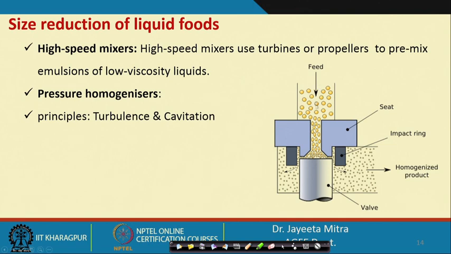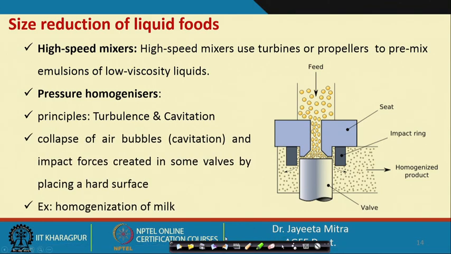The feed is coming from one side, and there is a valve, and the homogenized product is coming from the inner gap between these two. These two are called the impact ring, and there is a valve sheet also. Continuously this valve is pressing on the valve sheet, and the fat globules are disrupted and small particles form, which eventually mix with the continuous phase. So, what happens exactly, we will see.